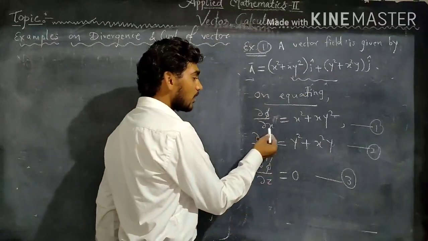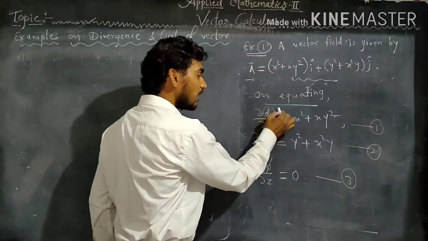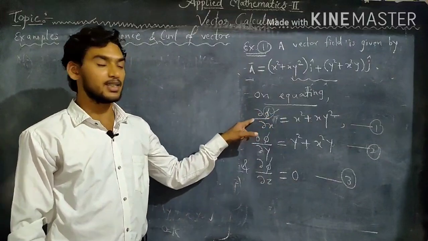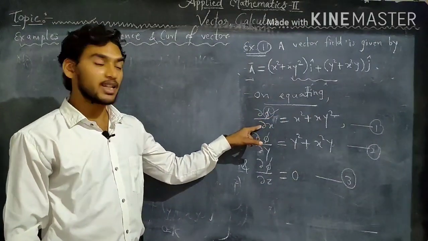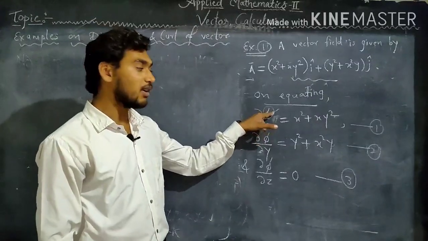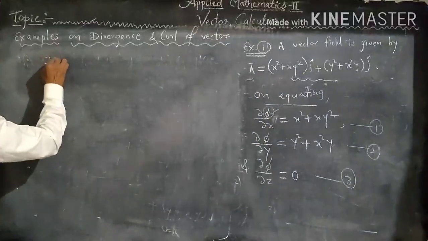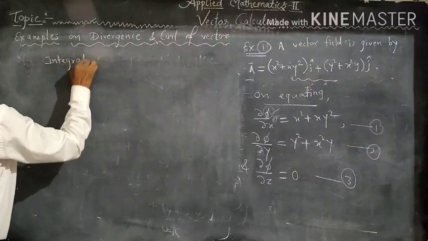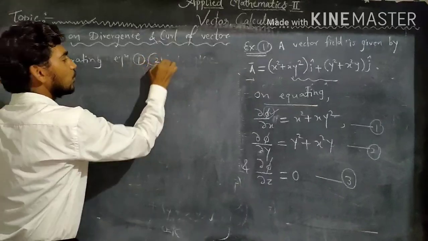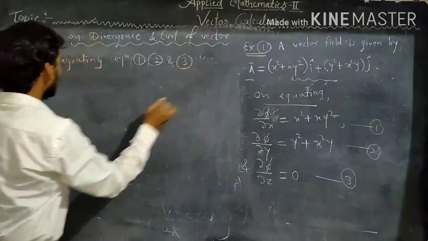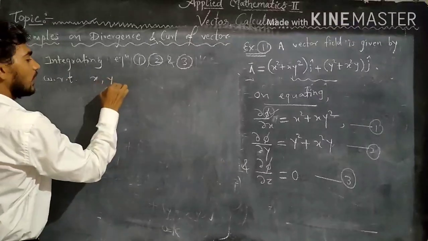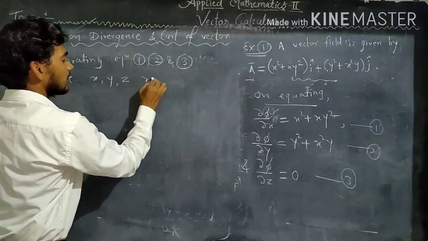Actually, in this example, we have to find the scalar potential phi. So, in order to get phi, we have to integrate this, so that derivative and integration will get cancelled and we will get the scalar potential function phi. So, integrating equation 1, 2 and 3 with respect to x, y and z respectively.